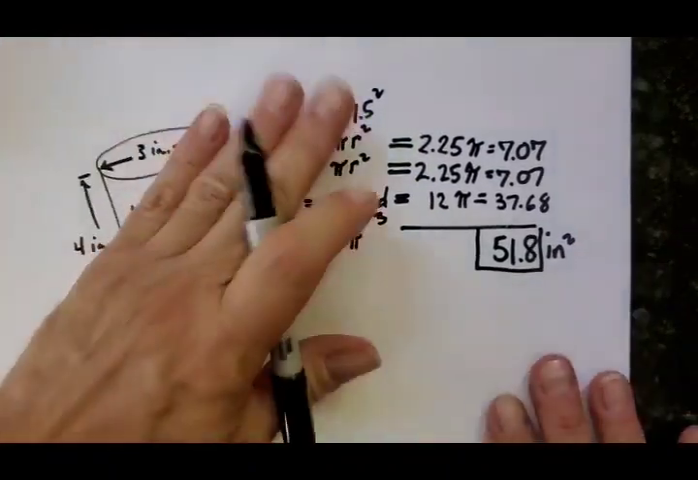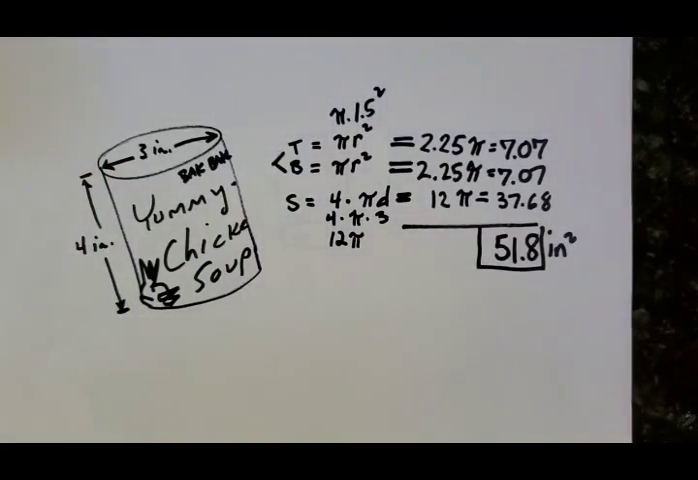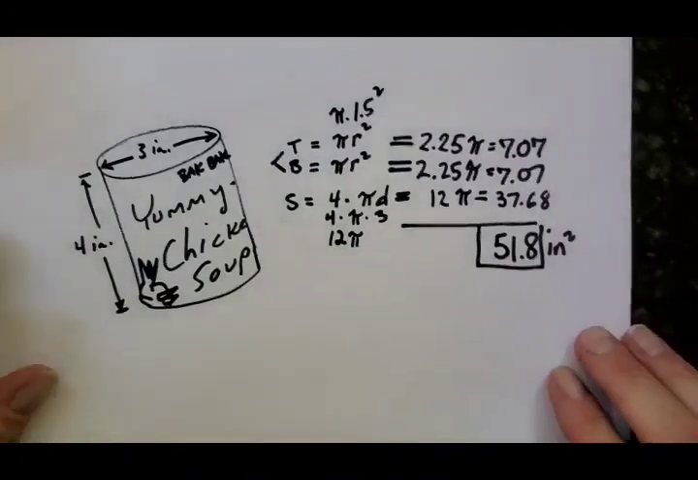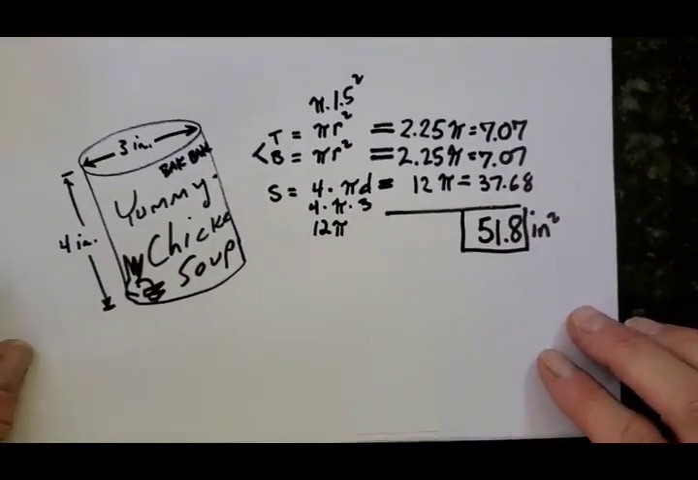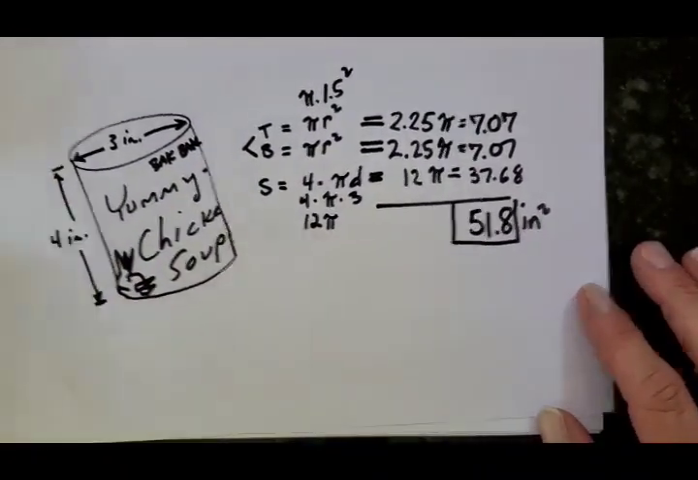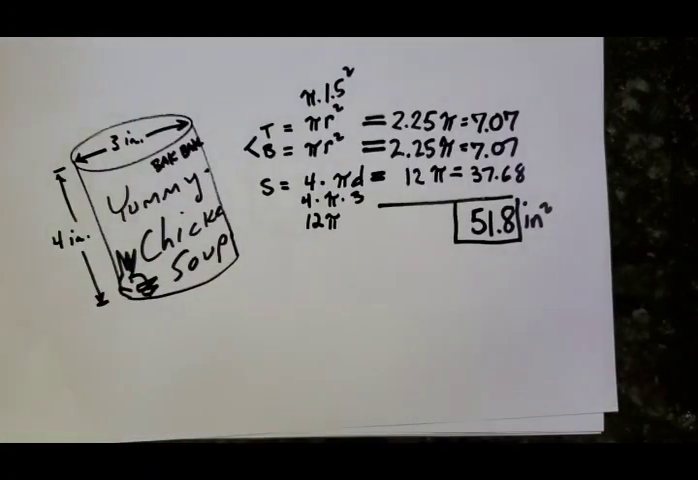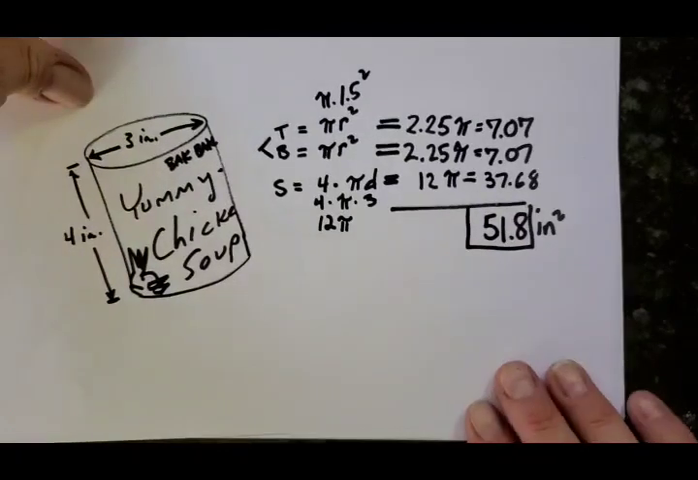Surface area of this cylinder, also known as a circular prism, is 51.8 square inches. That means I would need a lot of wrapping paper to give my mom this can of soup for Mother's Day. All right? Great.